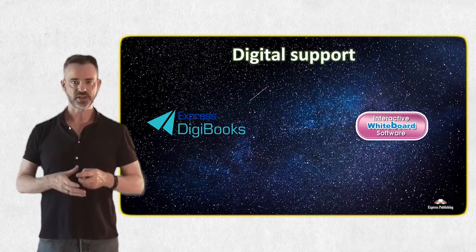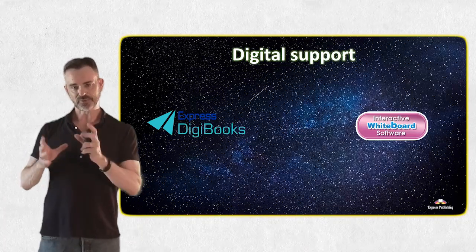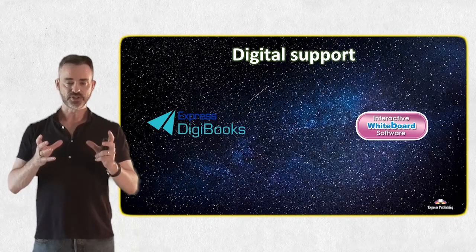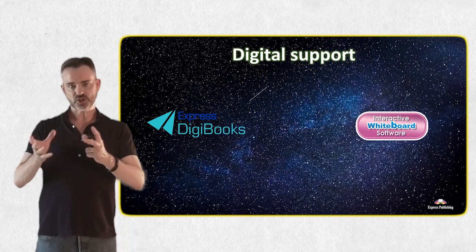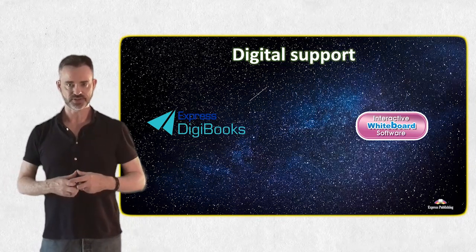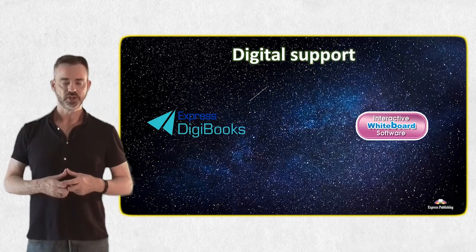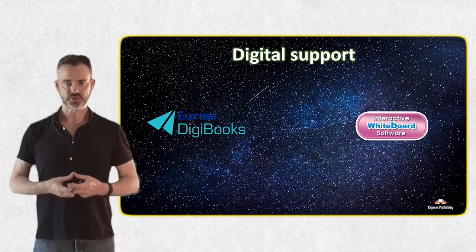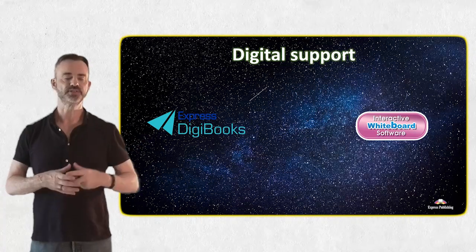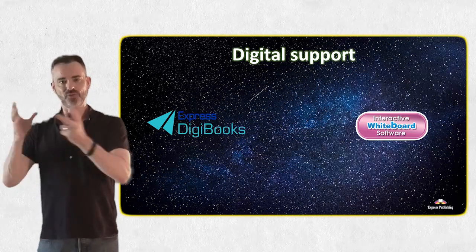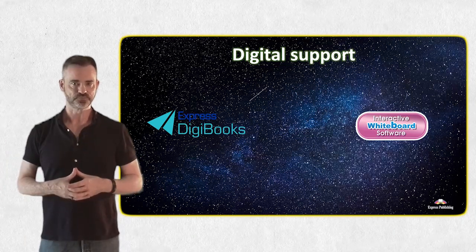And I just wanted to say a few words to finish off about these digital components. Express Publishing DigiBooks is essentially a twofold system. On the one hand, it provides access to the digital version of the book. On the other, it is a learning management system which enables the school to set exercises, follow scores, check on their learners, etc., from a centralized system.